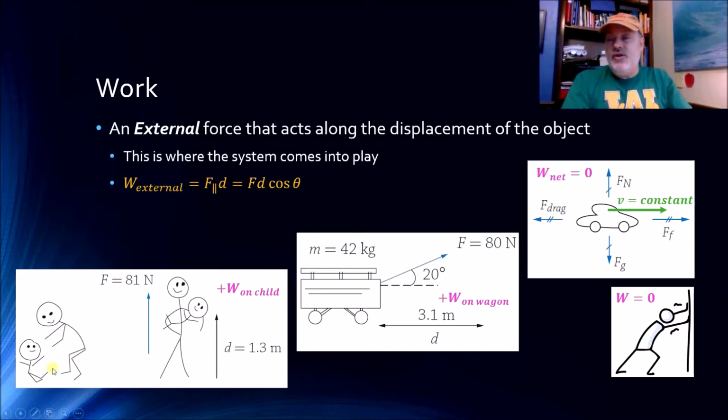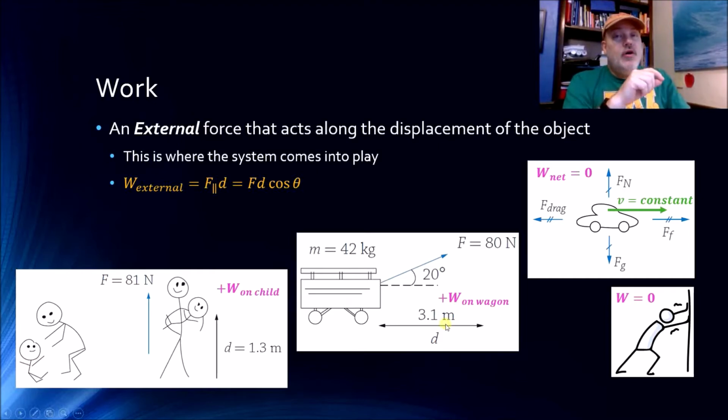A stick figure picks up their child. They apply a force of 81 newtons up. The child moves up, so that's positive work on the child. Here we have a wagon that has a force on it at an angle. The wagon is displacing to the right. So this force is not parallel to this. Only part of it's parallel. So we have to use F cosine theta. That will tell us what the parallel component of the force is to calculate our work. Again, this is positive work.